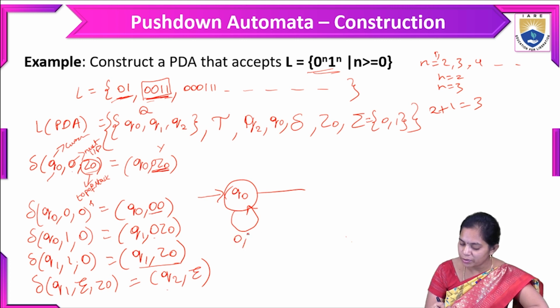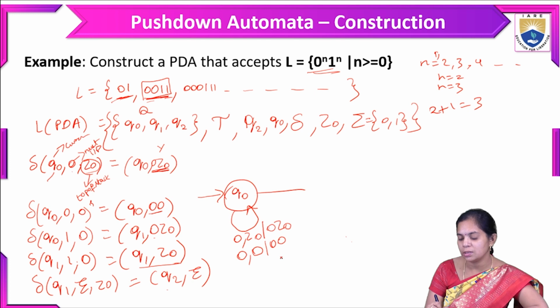So here the top of the stack symbol is Z0. It is pushing the 0 into the stack. And again, 0 as an input symbol, with the top of the stack symbol being 0, and here 0 is included into this stack. So these are the two things.